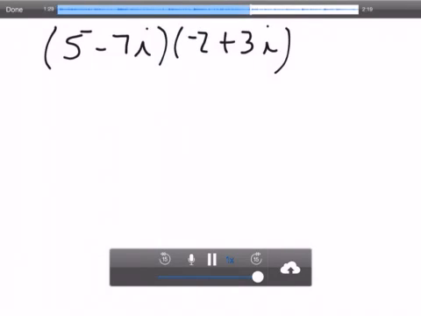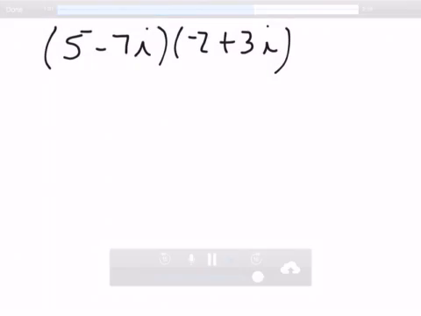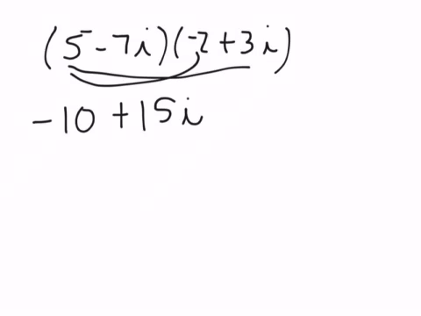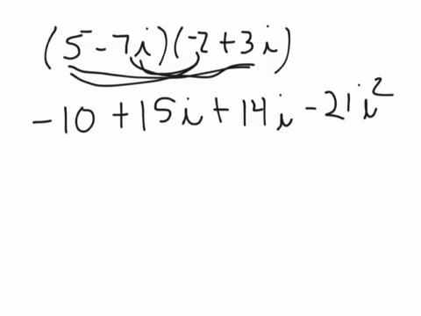Alright, so with this one, we got to do the box method or FOIL. I'm going to do FOIL. So first times first gives me negative 10. And then I do my outer, that gives me positive 15i. Then I do my inner terms, and that gives me positive 14i. And then I do last times last, the negative 7i times 3i gives me negative 21i squared.